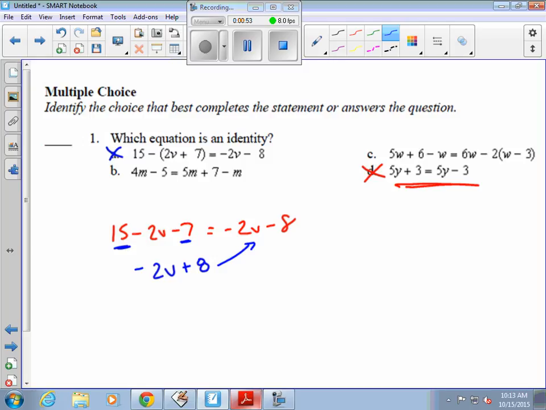When we look at B, when we combine our like terms, 5m and negative m, on the right-hand side, we have 4m plus 7. On the left-hand side, it says 4m minus 5. That's not it, so it's probably C, but let's check to make sure.